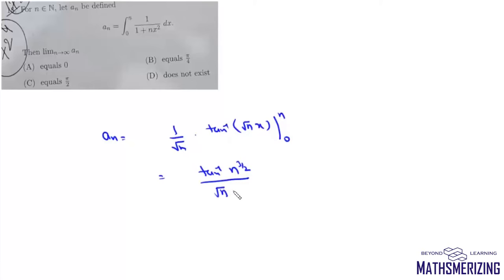Now we need to find the limit as n tends to infinity of a_n. Now this is tan inverse infinity, and tan inverse infinity is pi by 2, upon infinity. Now this is finite upon infinite, which is 0. So the answer to this limit is simply 0, and that's your option A.